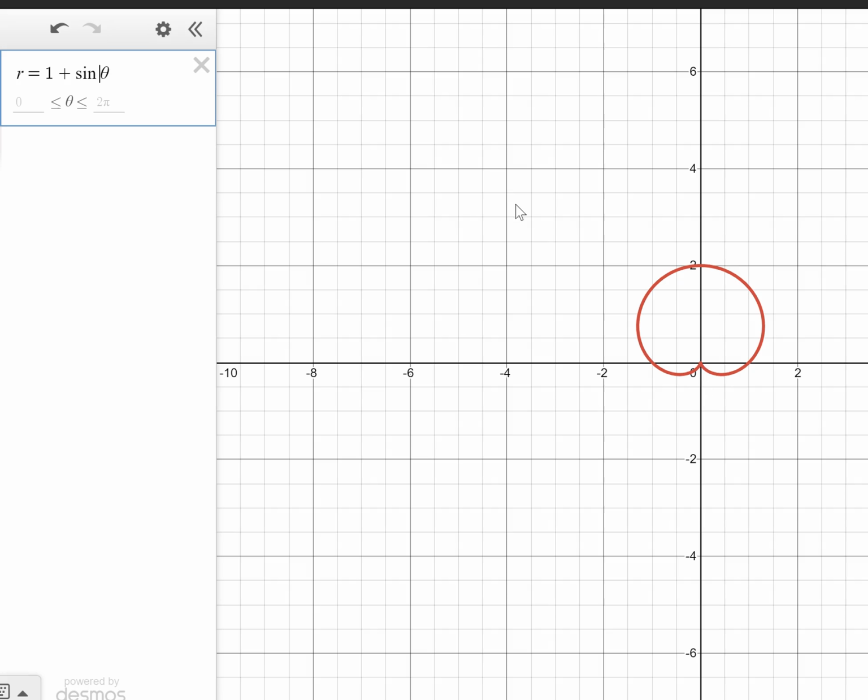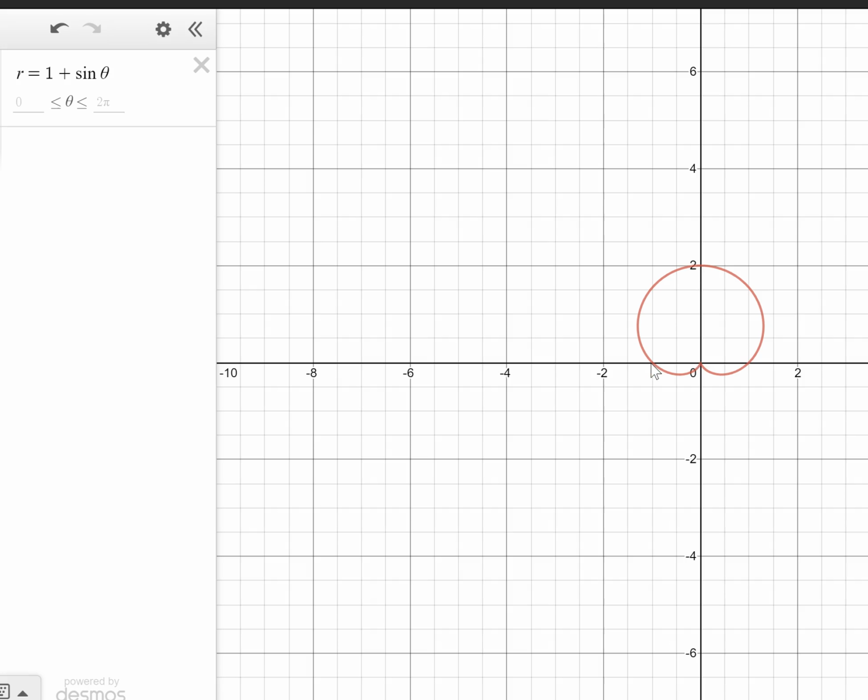If you think about what's happening here, let's think about what happens if theta is 0. If theta is 0, then sine of 0 is 0, so I would get r equals 1. So notice at 0 degrees right here, which would be on the x-axis, my r is 1. When theta is pi over 2, sine of pi over 2 is 1. 1 plus 1 is 2. So at pi over 2, I should be up at 2.